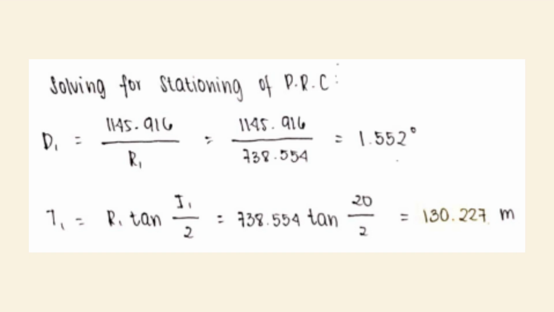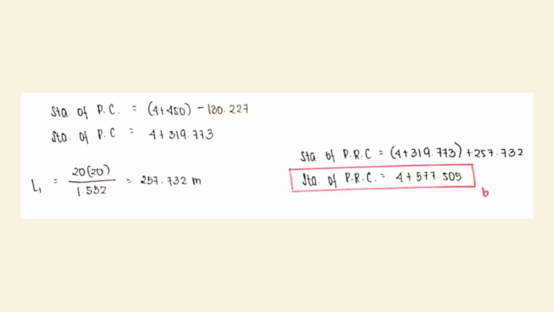Next, T sub 1 would be equal to R sub 1 tangent I sub 1 over 2. Substituting values, we have 738.554 tangent 20 degrees over 2, resulting to 130.227 meters. Next, the stationing of the PC is equal to 4+450 minus 130.227. The stationing of the PC is equal to 4+319.773.